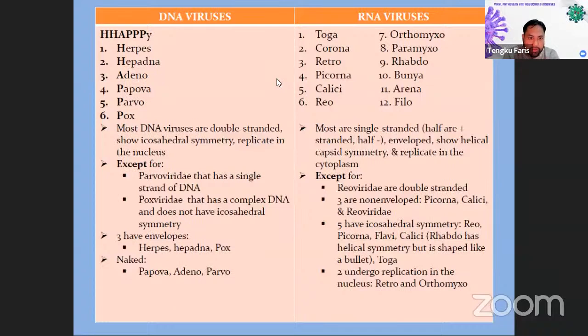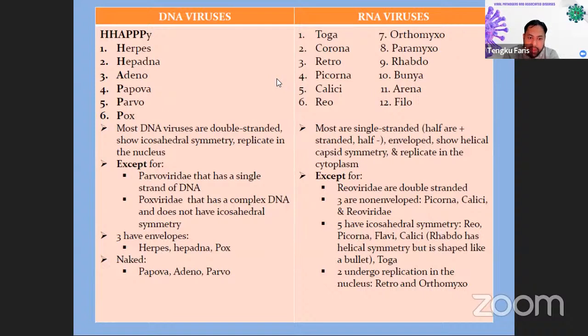So DNA viruses again include the herpesvirus, hepadnavirus, adenovirus, papovavirus, parvovirus, and poxvirus. Most of the DNA viruses are double-stranded. They are mostly icosahedral in symmetry and they replicate in the nucleus, except, and there are exceptions, this is a very tricky bit because I might confuse you in the examination, parvoviridae has a single strand of DNA. Don't confuse it with RNA. It's still DNA but in a single-stranded form.